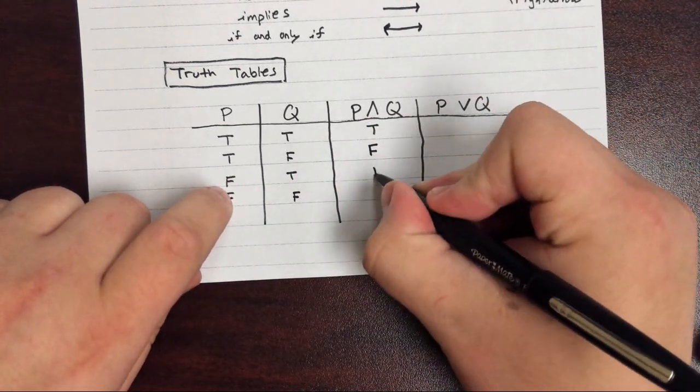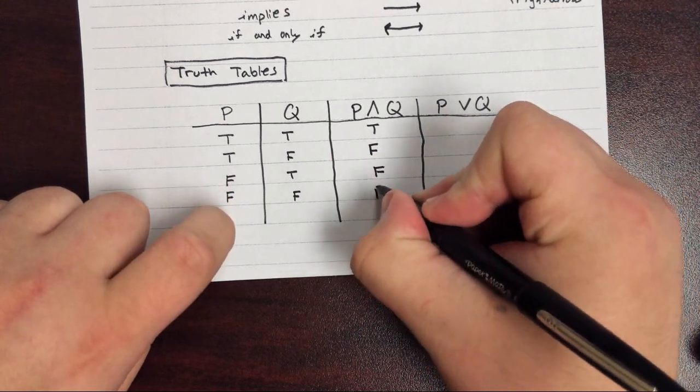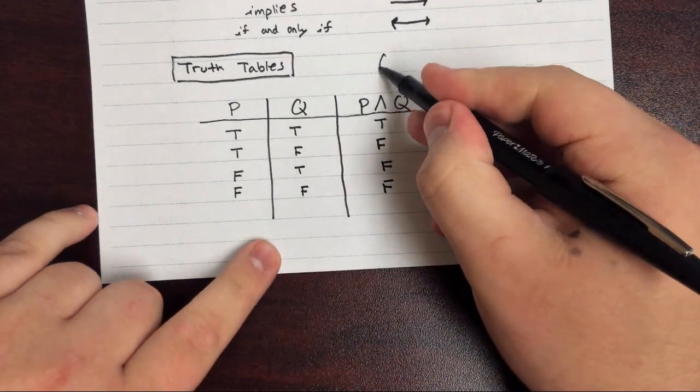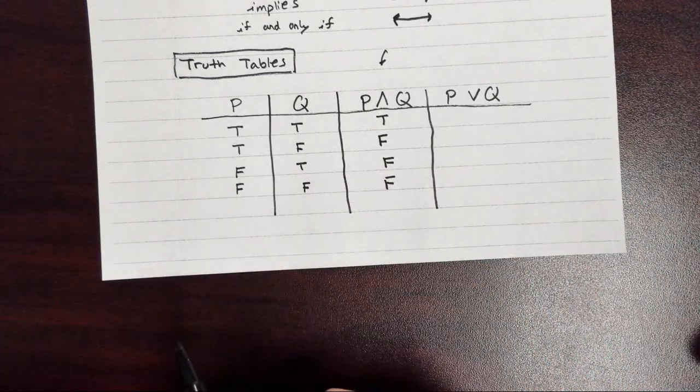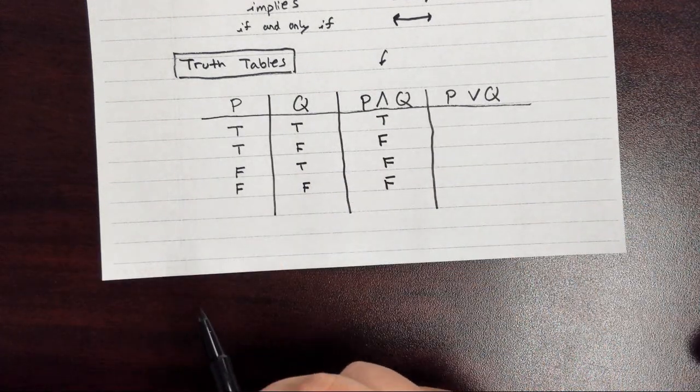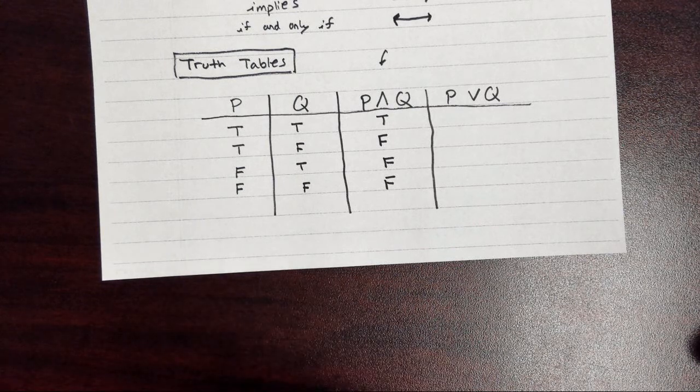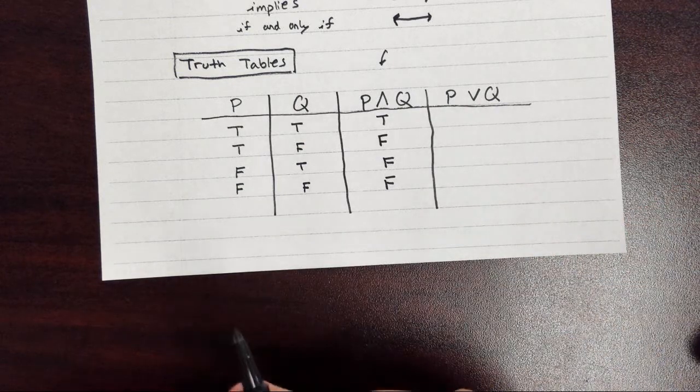And then that would also be false, and then this would also be false. So those are the truth values that could arise depending on what P and Q are. So pretty much if it's not like two truths, it's false. Right. For the AND logical connective.